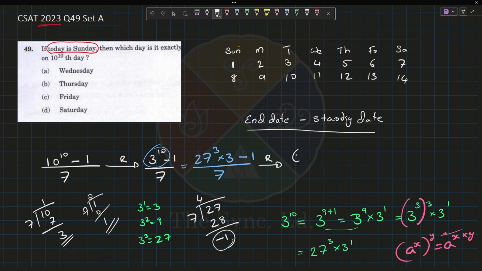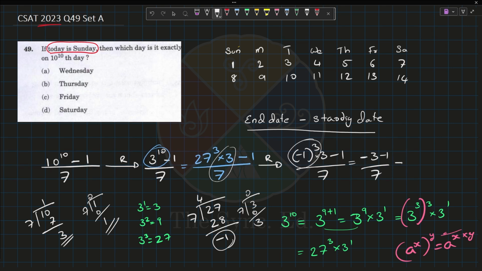So here it is going to become minus 1 whole cubed, and 3 divided by 7, this part. 3 divided by 7 is 0 times, remainder is 3, into 3, minus 1, by 7. A negative number, minus 1 raised to an odd number, that is 3, is going to become minus 3 minus 1 by 7. So minus 4 by 7. Now I can stop. Why? Because this value 4 is less than 7. But the value is negative. I just told you the remainder should not become negative.